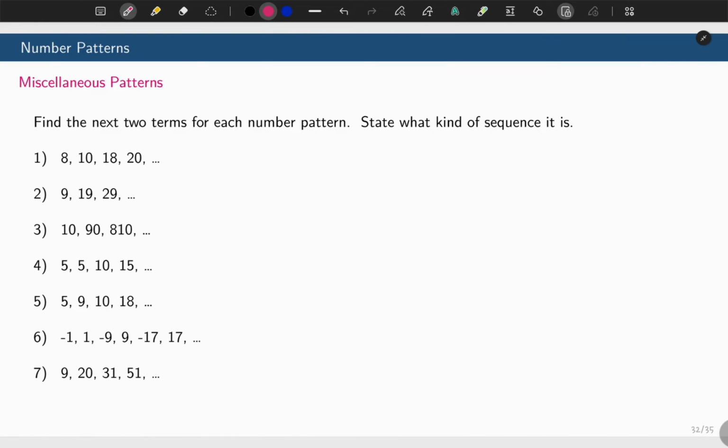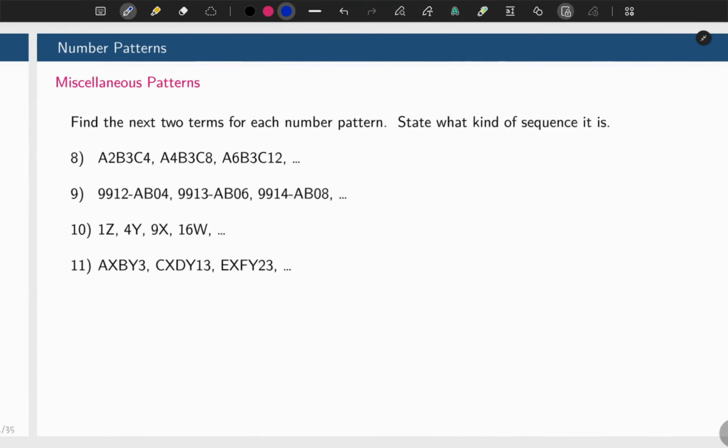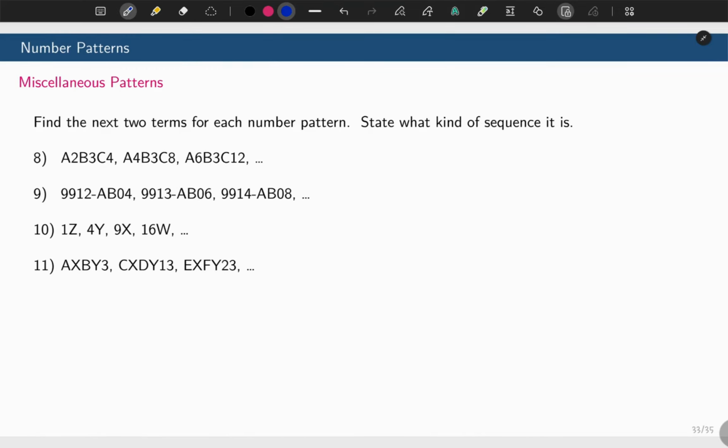Alright, next let us have miscellaneous patterns. Find the next two terms for each number pattern. I want you to solve this one on your own. Okay, state what kind of sequence it is also. So I will leave this to you as exercise. And also this.